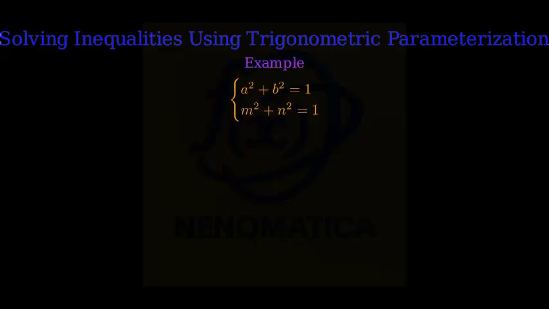Welcome to our math tutorial. Today, we're going to solve an inequality problem using trigonometric parameterization. Let's start with the following problem. If we have the conditions a squared plus b squared equals 1 and m squared plus n squared equals 1, prove that the absolute value of a m plus b n is less than or equal to 1.